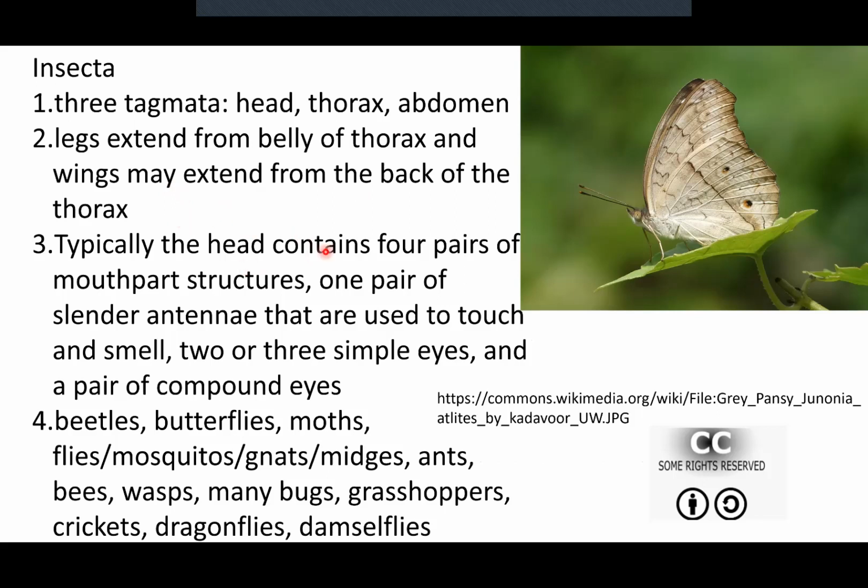Typically, we'll see 4 pairs of mouthpart structures on the head, 1 pair of antennae used for touch and smell, 2 or 3 simple eyes, and a pair of compound eyes. Compound eyes you can see in flies, kind of looks like a kaleidoscope. Here we have beetles, butterflies, moths, flies, mosquitoes, gnats, midges, ants, bees, wasps, many bugs, grasshoppers, crickets, dragonflies, damselflies. And over here we have a butterfly.